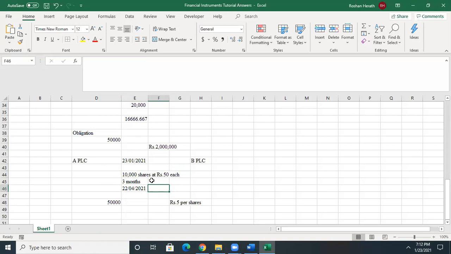So still he is having that, but he may not be exposed to that because since it's a share option, the entity B is not going to exercise that.